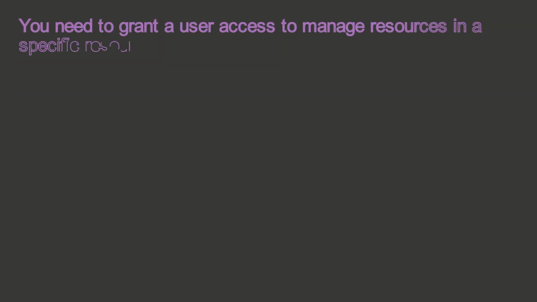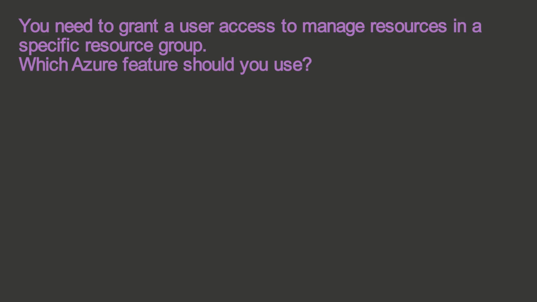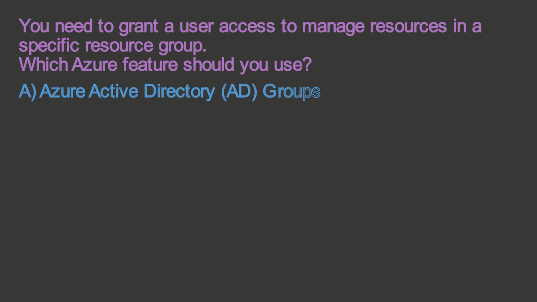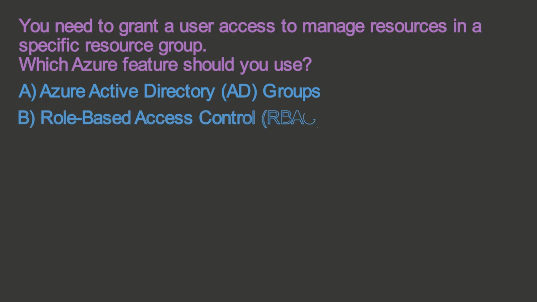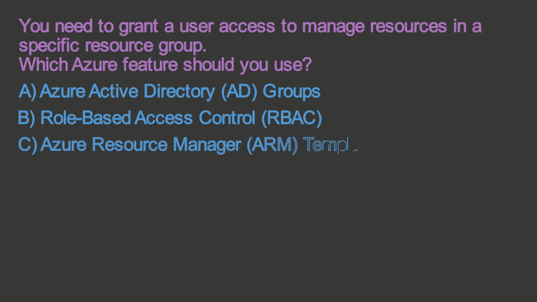You need to grant a user access to manage resources in a specific resource group. Which Azure feature should you use? A. Azure Active Directory groups. B. Role-based access control. C. Azure Resource Manager templates. D. Azure Blueprints.